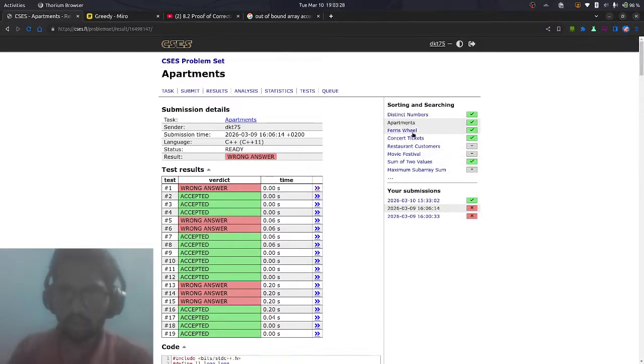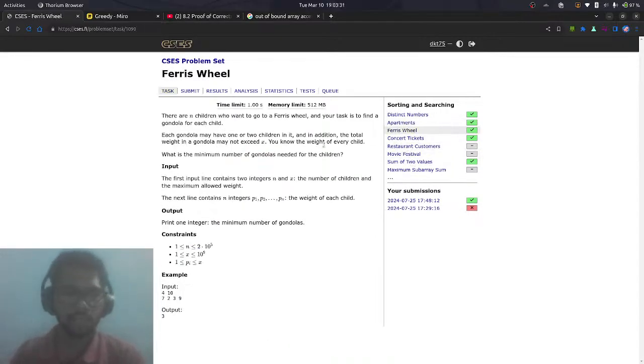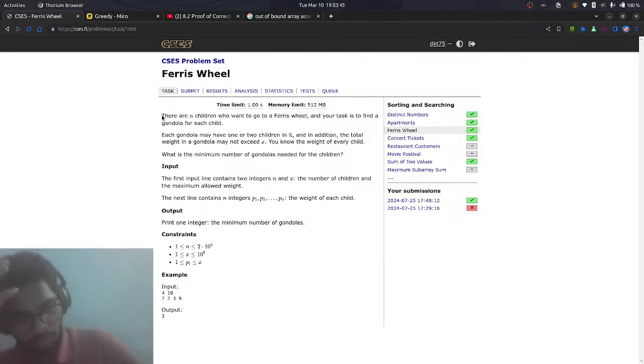Okay. Now we come to the third, Ferris wheel. And children, Ferris wheel, gondola for each child. One or two children in it, with the condition that the total weight in the gondola may not exceed the limit. Minimum number of gondolas needed for the children. Okay, so we need to assign gondolas based on children's weight.